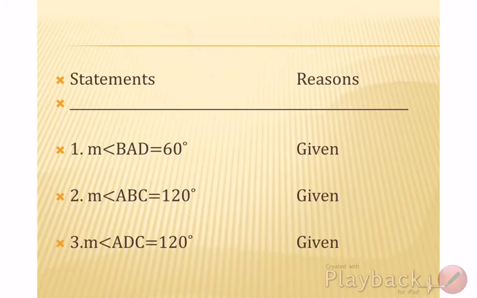You're going to write a two-column proof. On the left, you will have statements. On the right, you will have reasons. It's easier to see your proof if you write each given on its own line, so you can clearly see what information we're using. 60 degrees, 120 degrees, 120 degrees: given, given, given.